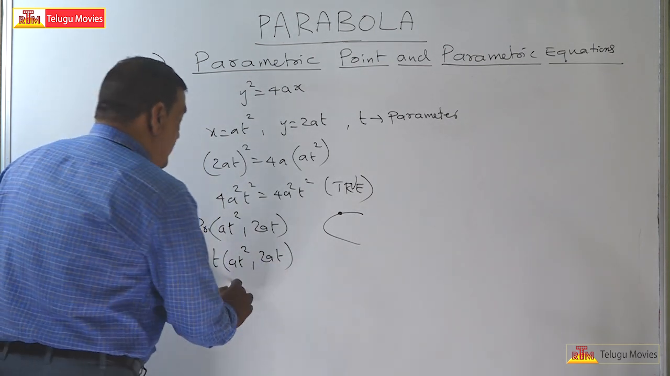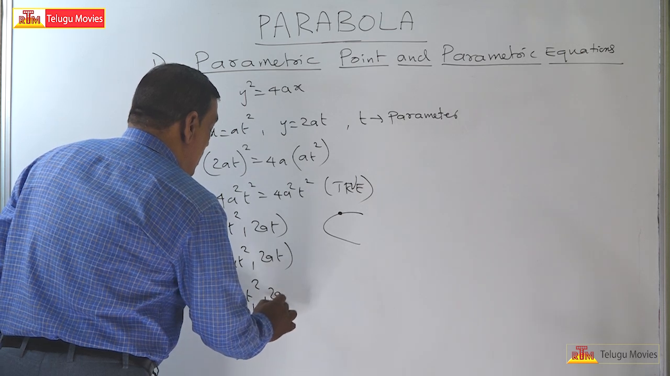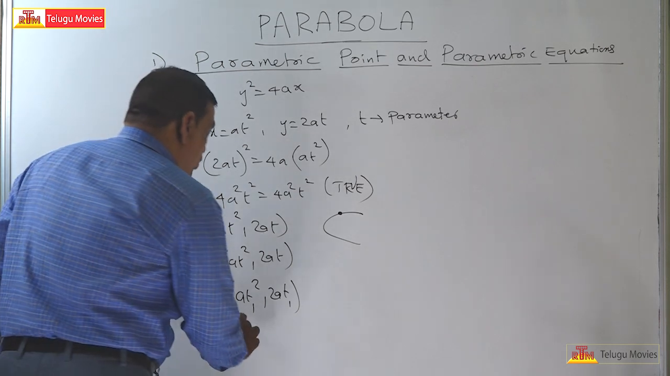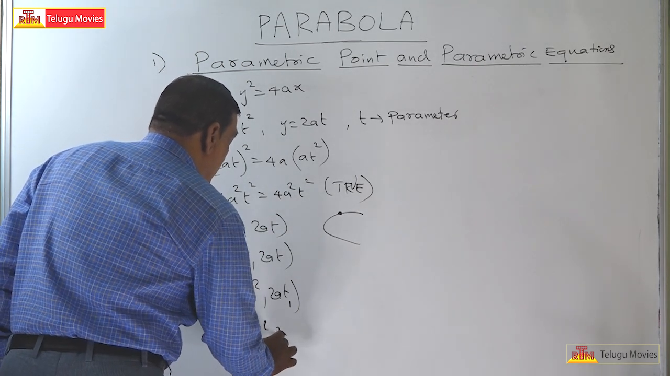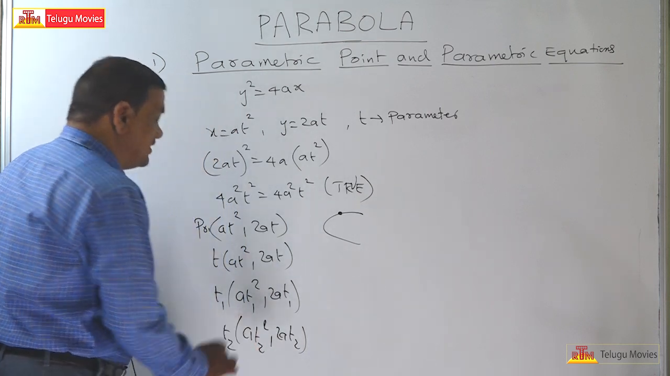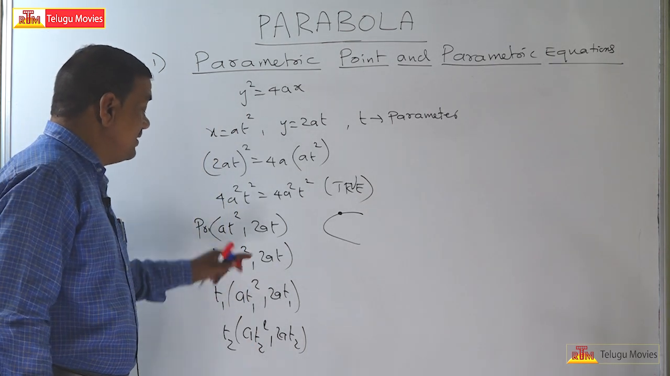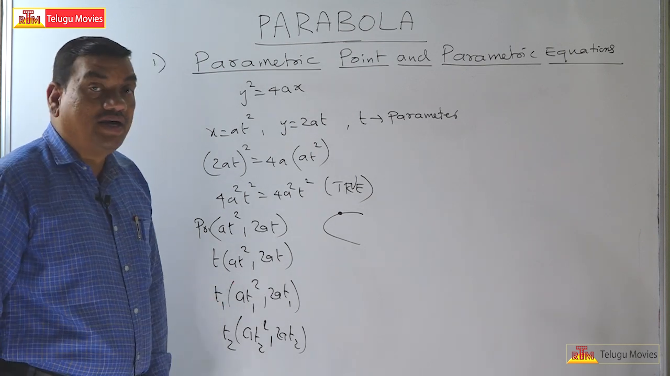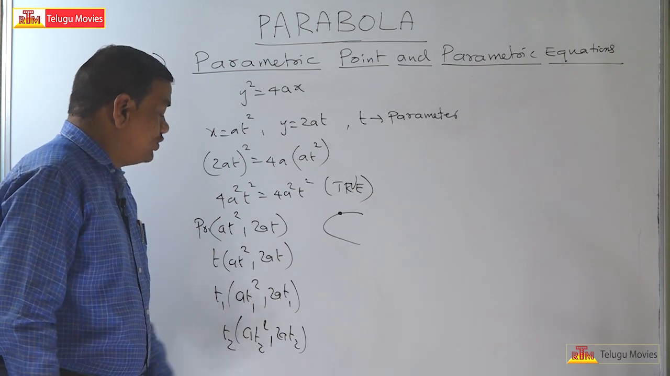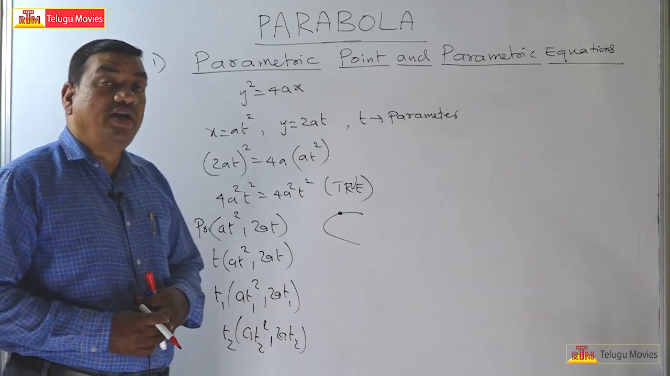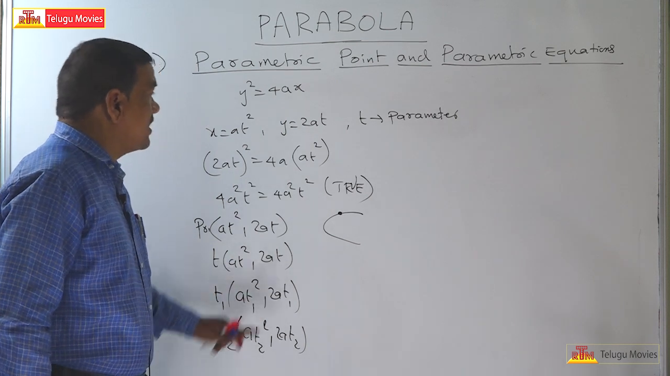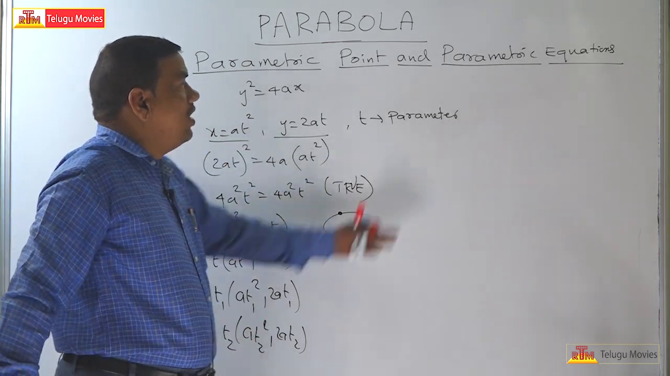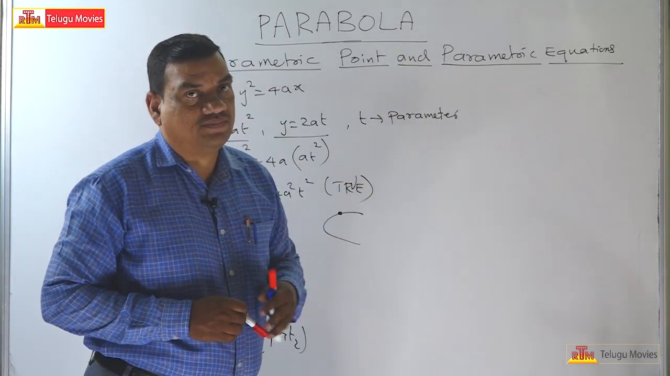If you take a point like at1 square comma 2at1, this is denoted as t1. If your point is at2 square comma 2at2, this is denoted as t2. Understand? t means at square comma 2at. t1 means at1 square comma 2at1. t2 means at2 square comma 2at2. So these points are called parametric points and these two equations are called parametric equations. Understand this.